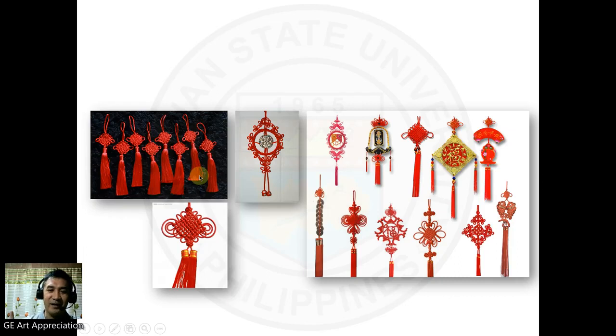The color red, they are fond of using the red color because it symbolizes power. So it is powerful to drive away negative vibes, to drive away evil spirits. Those are the beliefs of feng shui experts.